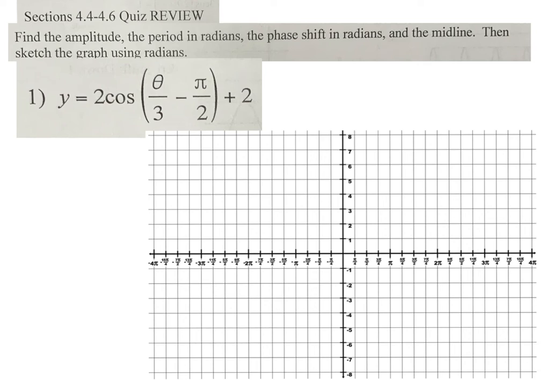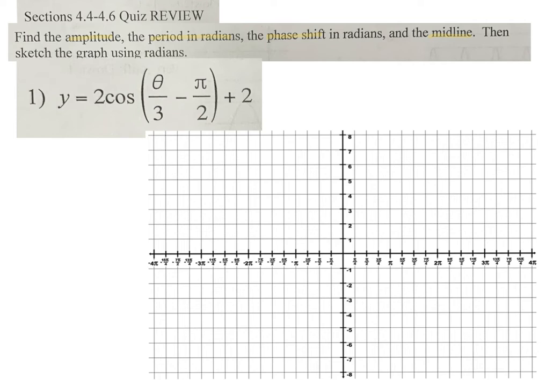All right, so we're going to first look at the cosine graph here. I've chosen number 1 on the review sheet. And we need to list out everything that is asking for the amplitude, period in radians, phase shift, and midline. And so you want all four of those answers and write them out.